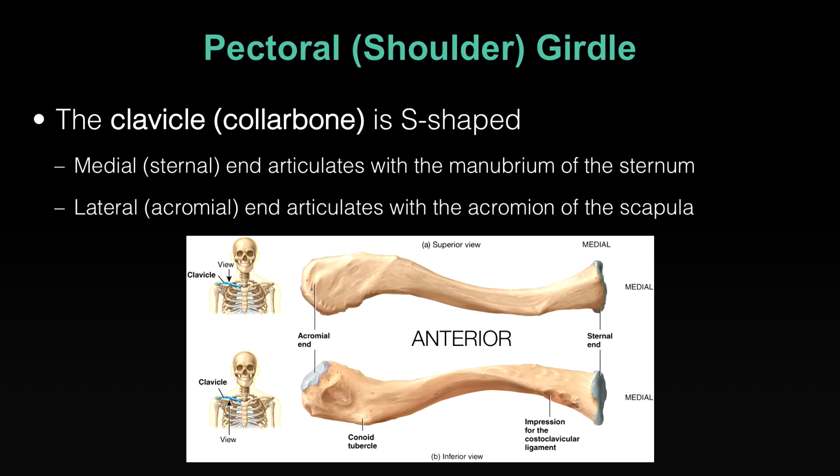We can see the articulation here. The sternal end will articulate with the sternum, specifically the manubrium. And the acromial end, we don't know what that word means yet, but it articulates with the acromion on the scapula. The name makes sense in that regard.